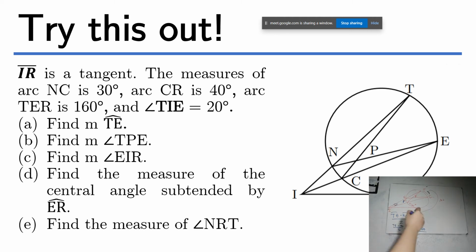Next, angle TPE. We already know this is 80, right? So let's use our next formula. TE plus NC, because it's inside, over 2 equals this, which equals 55 degrees.